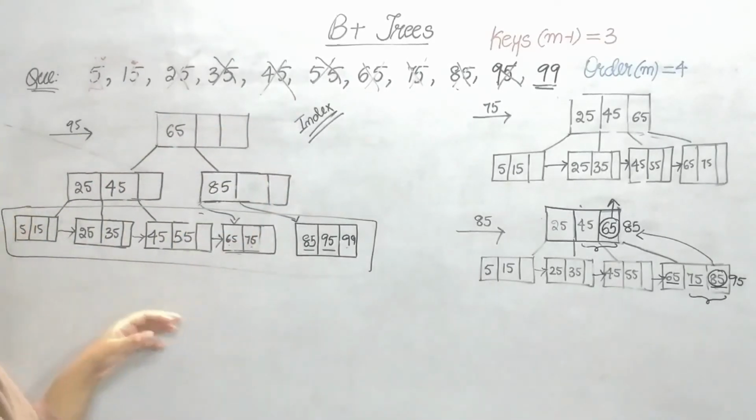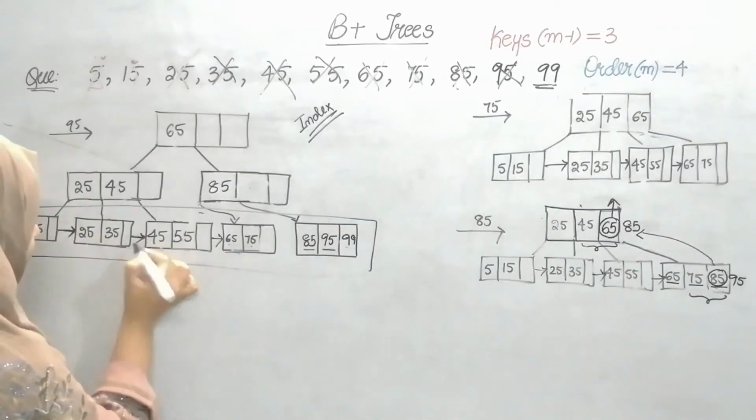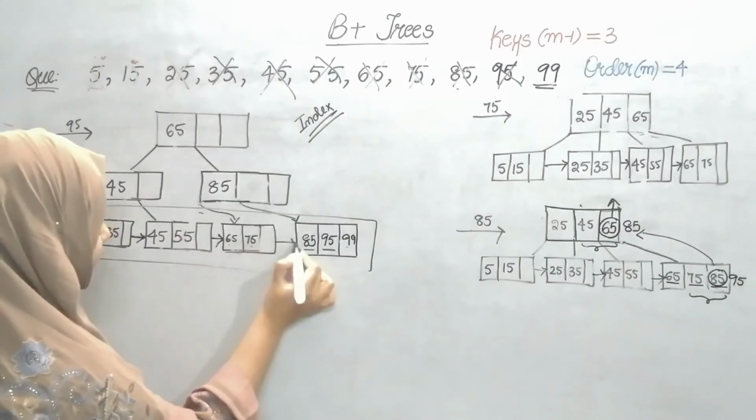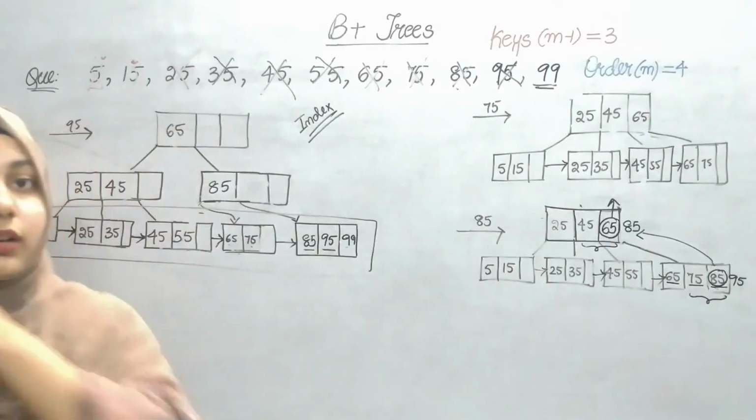One more thing we need to mention here: these arrow marks, these connections. The nodes are connected with each other. Here also the same, here also the same. Everywhere you need to have the connections between the nodes.